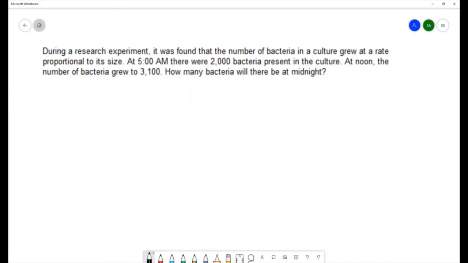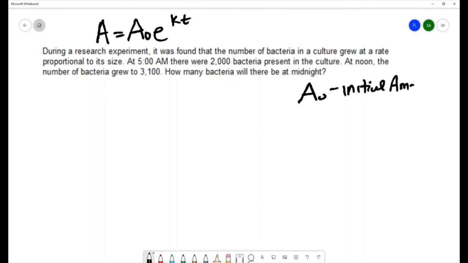So, we're assuming that we're following another exponential growth model. We're going to use A equals A naught e to the kt. So let's remember what each one of those stands for. You have A naught, which is the initial amount. You have k. This is either your growth or decay rate.